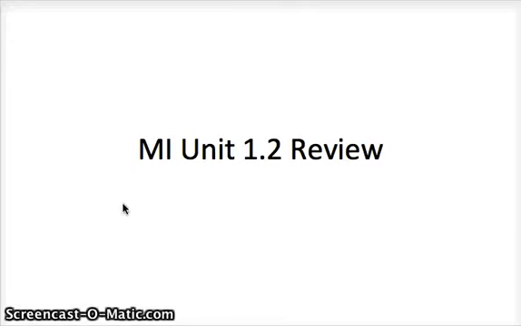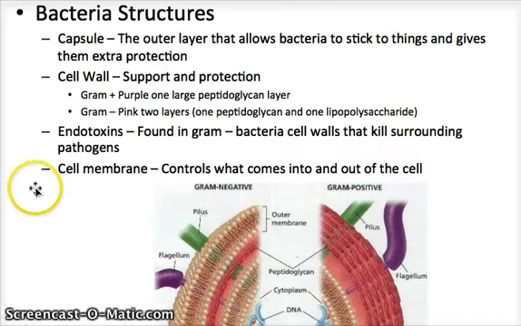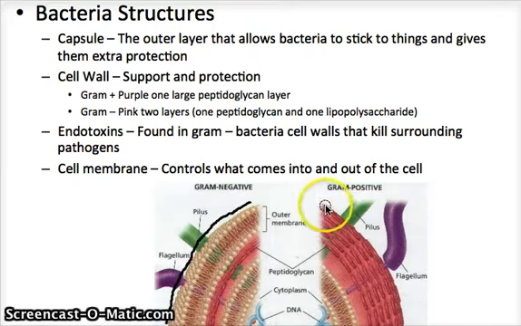So this is the Unit 1-2 review, and I'm just going to go through the essential questions and answer them. The first thing you need to know is the bacteria structure. First there's a capsule outside the cell. It's not shown on this picture, but it would be lining the outside of the cell, and can be found on gram-positive or gram-negative bacteria, and it's a sticky substance that allows bacteria to stick to things.